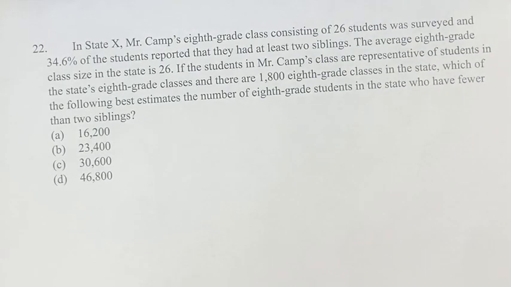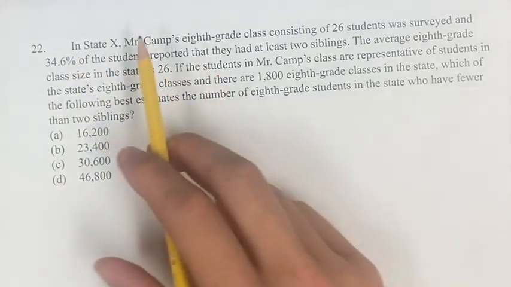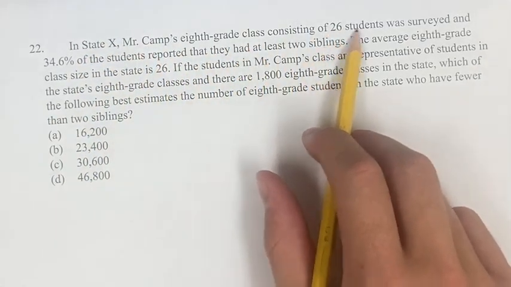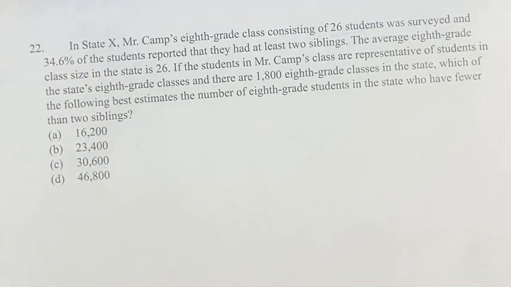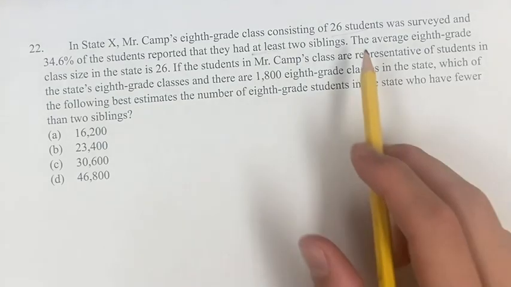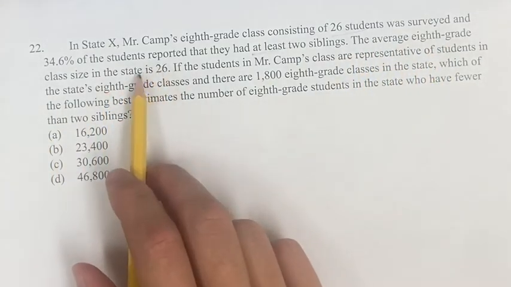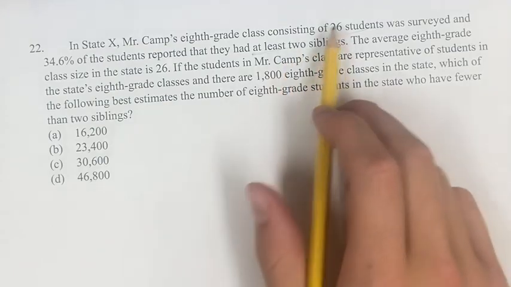In this problem, we are in a certain state, and Mr. Camp's 8th grade class, which has 26 students in it, was surveyed. And 34.6% of the class reported that they had at least 2 siblings. The average 8th grade class in the state is 26 students, just like Mr. Camp's class.